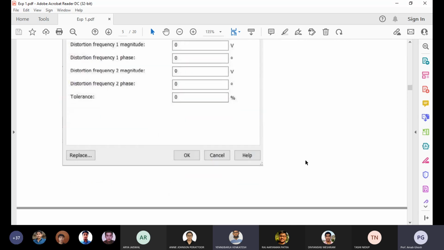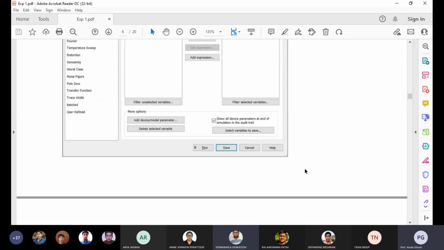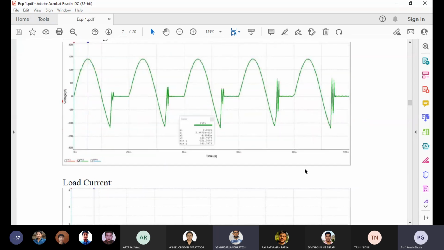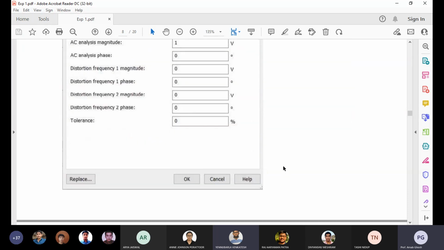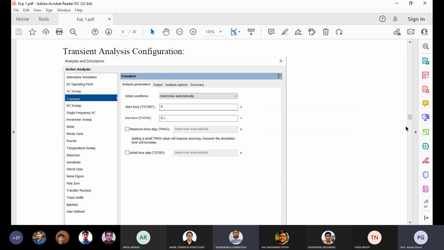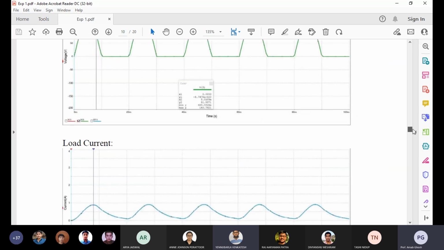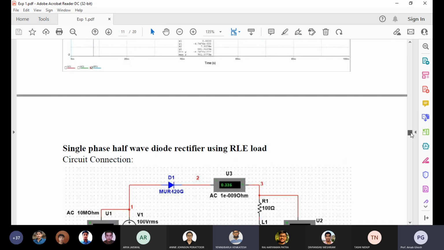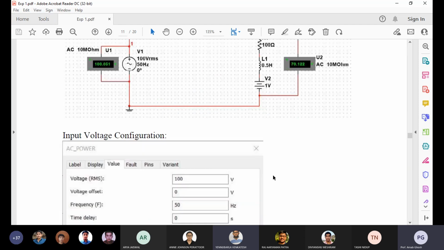Then the RLE load. Here E means back EMF, and I think all of you are aware of it. So back EMF is there, and here we are considering that the back EMF is very small. How much value is it? It is just 0.5, just for a moment. So 1 volt is taken. Your input voltage is more or less 100 volt RMS, and we are considering only 1 volt.